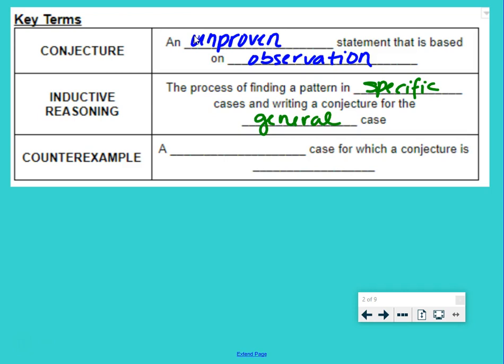And then lastly, a counterexample is a specific case for which a conjecture is false. So it proves a statement incorrect.